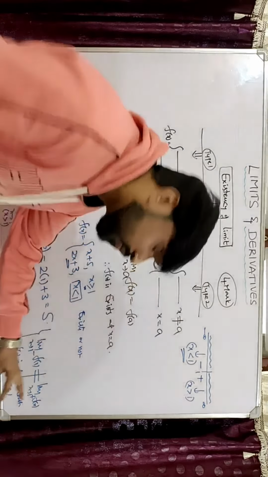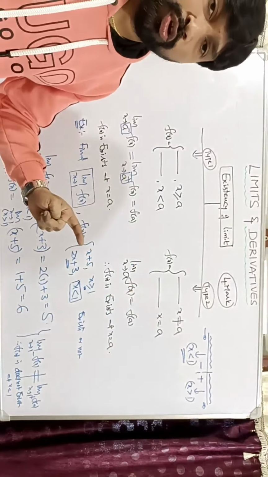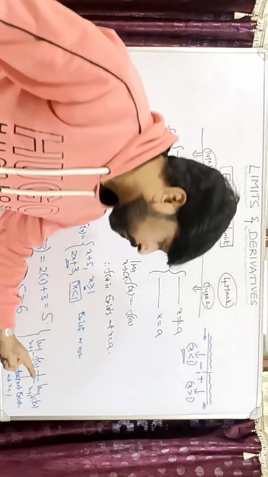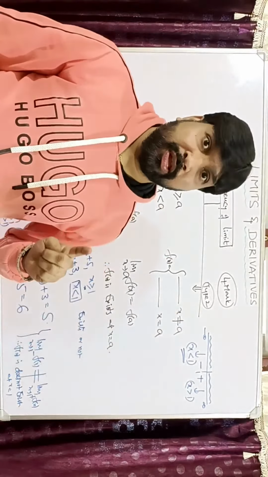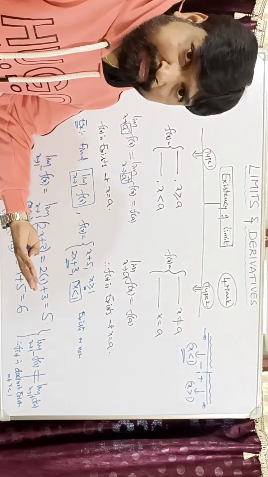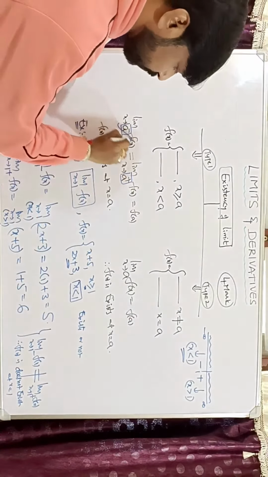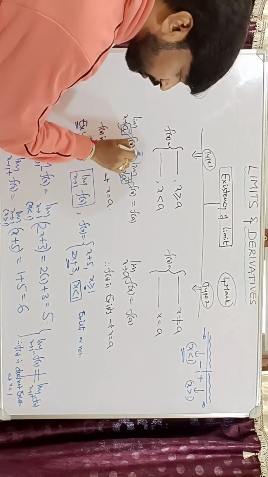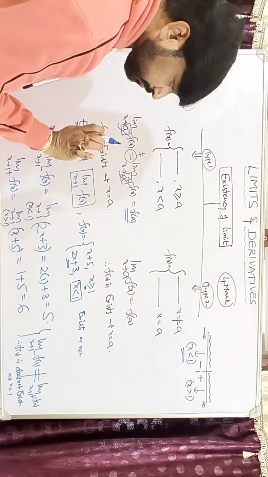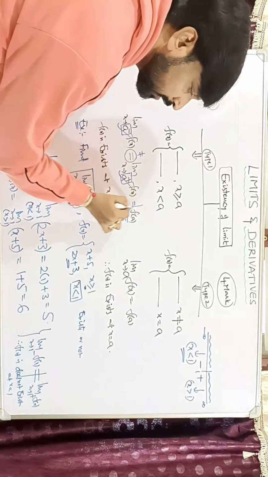If both are equal, by that time you need to cross check f of 1 also. If these two are not equal, no need to check f of 1. Isn't it? Why? Because this is over. These two you are getting not equal, so once not equal, no need to check this one. If it is equal, then you go for this case.